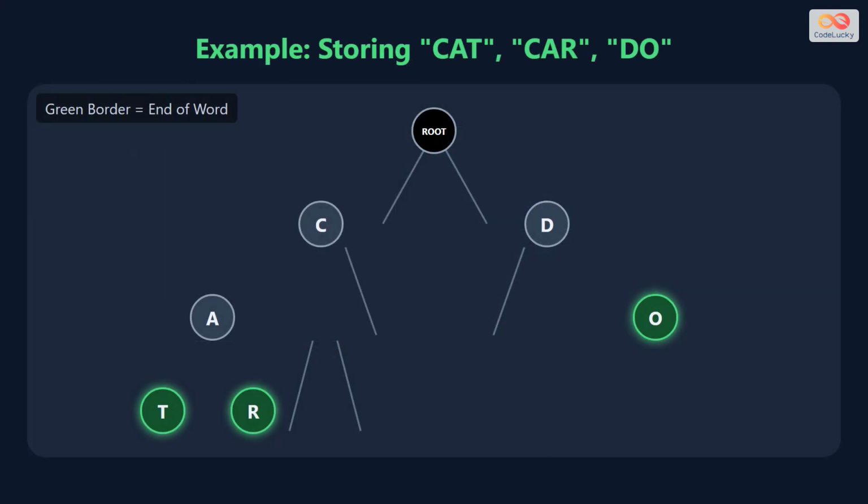Here is how it looks in practice. Imagine we are storing the words cat, car, and do. Notice how cat and car share the same starting path C, then they only split at the third letter. This sharing of prefixes is what makes the trie so space-efficient for similar words.